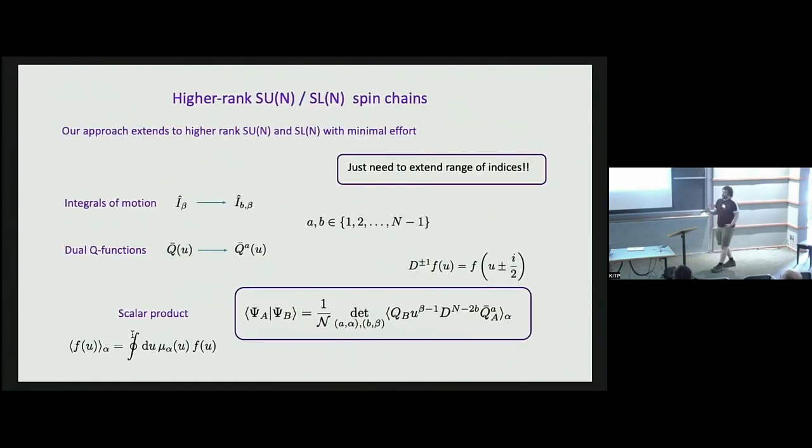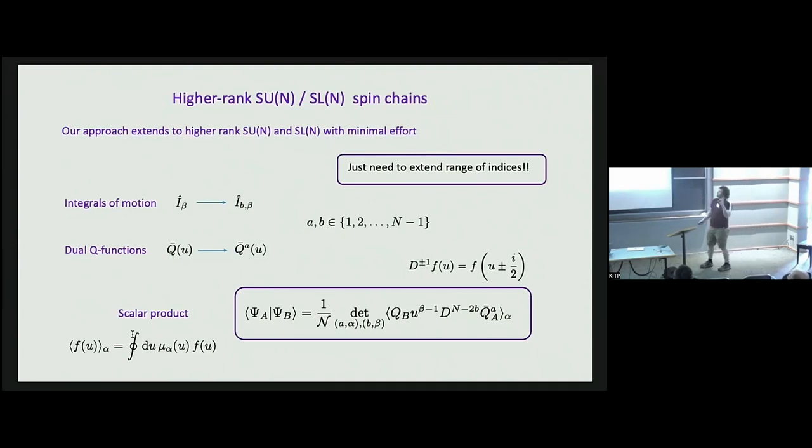Okay, so this was SU(2), and of course you know that if you look at integrable spin chains for SU(2), generally results are nice, but the moment you try to generalize to higher rank, you start having a really bad day. So what I want to stress is that the approach I've described generalizes almost for free to higher rank. You can do SU(N), SL(N), anything you like. All you have to do, and I'm not exaggerating, is extend the range of indices, and then everything works for free.